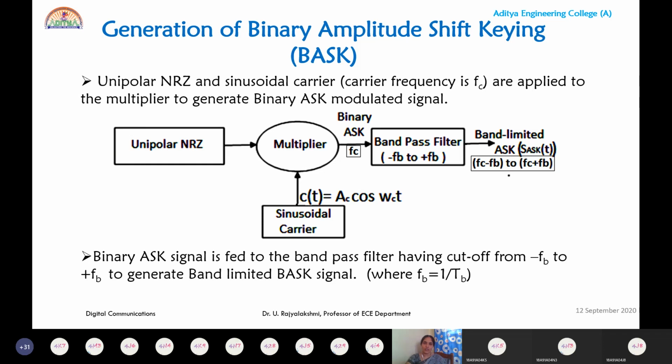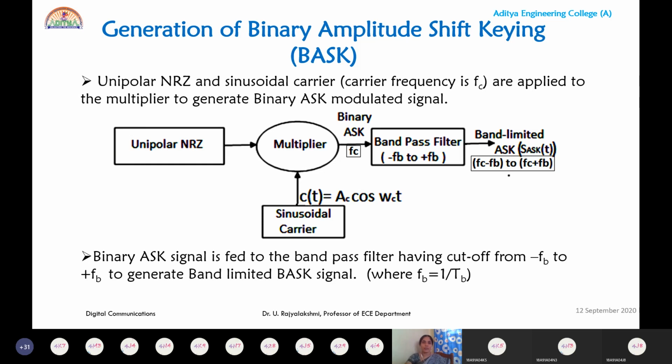The output is applied to the band pass filter to extract the band limited ASK signal, so that our ASK signal frequency changes from Fc minus Fb to Fc plus Fb. So what is the bandwidth of ASK signal then? 2 Fb. What is the bandwidth of ASK? 2 Fb. So what is the simple procedure to generate ASK signal? Unipolar NRZ is multiplied with sinusoidal carrier to generate ASK signal.